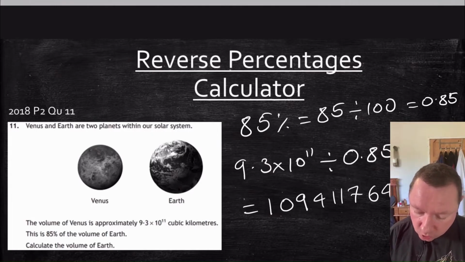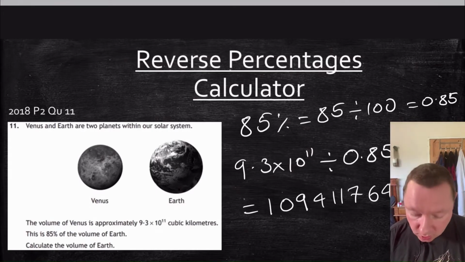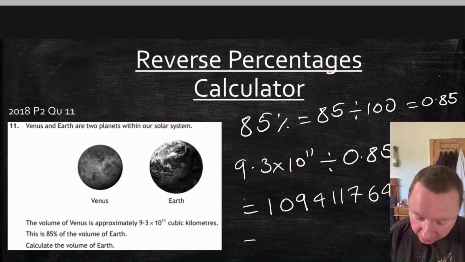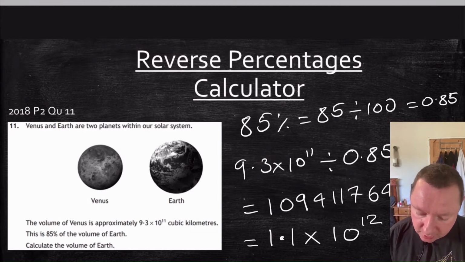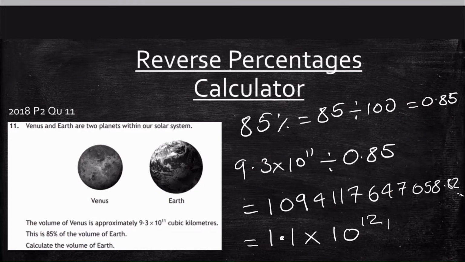So I will, just for the sake of this, round this to the same degree of accuracy as the question, so two significant figures. So that gives me 1.1 times 10 to the power of, well, all the numbers after the first one, 1, 2, 3, 4, 5, 6, 7, 8, 9, 10, 11, 12 up to the decimal place, to the power of 12, and it's cubic kilometres, so kilometres cubed.